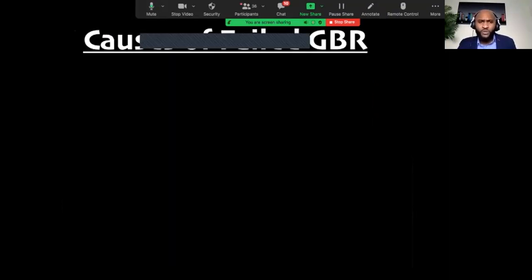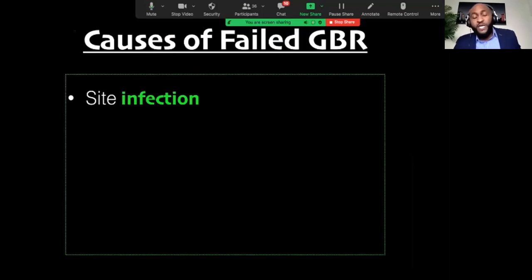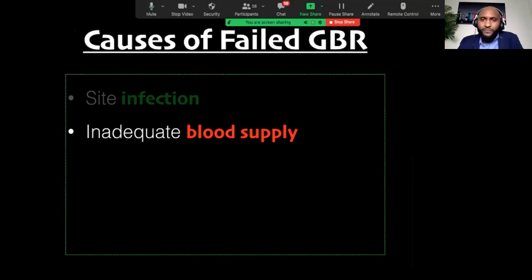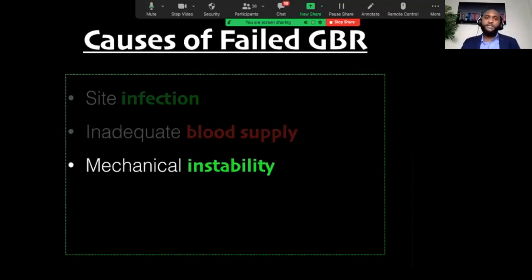So what are the possible causes of failure of guided bone regeneration? Infection. For sure, that's a killer. Inadequate blood supply, and mainly this is due to poor flap design. When you have a flap with a very narrow base, you're cutting off blood supply, and for sure it will die off, and the whole exercise will be an exercise in futility.